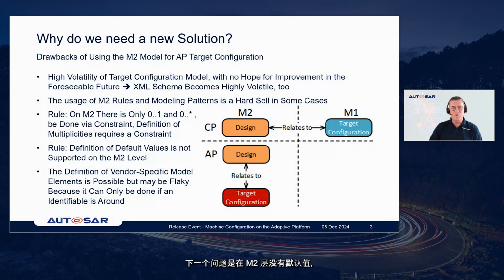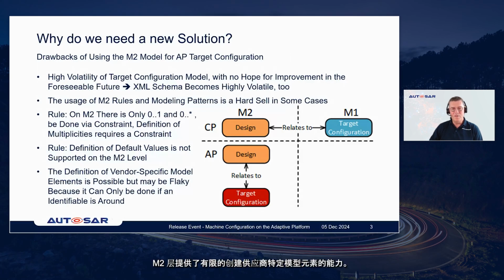The next issue is there are no default values on the M2 level because default values are not necessary to generate the schema. But people want to use default values. It's just not possible.